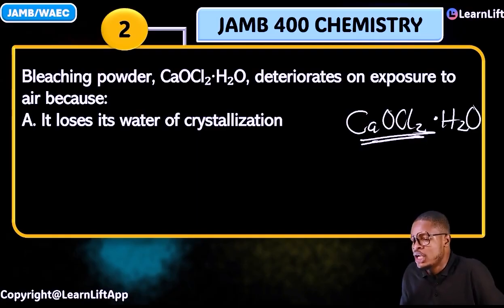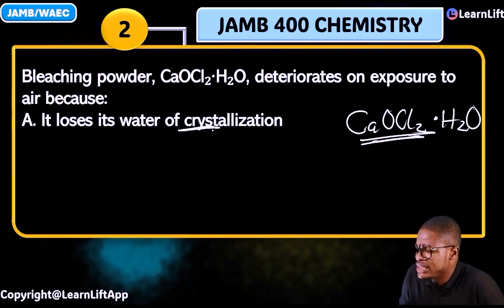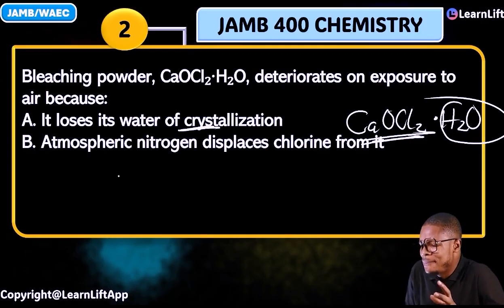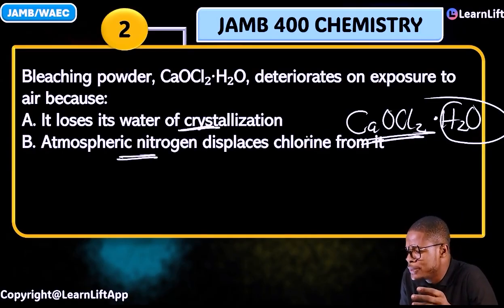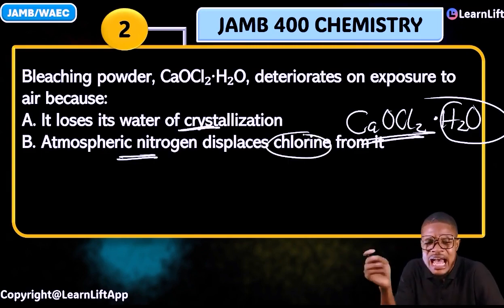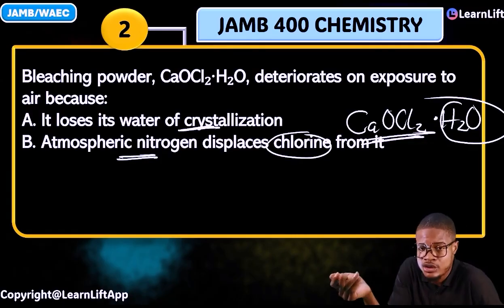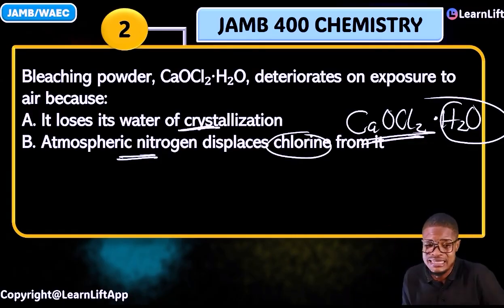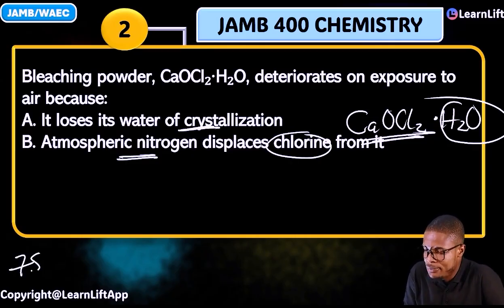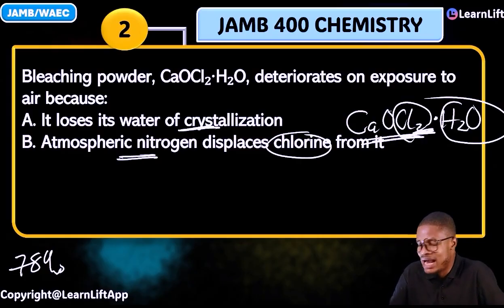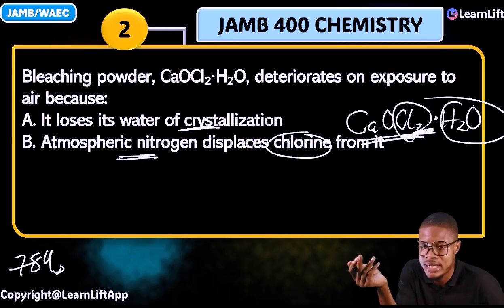Option A says because it loses its water of crystallization. H2O is going to lose that water of crystallization. Option B says atmospheric nitrogen is going to displace chlorine away from it. If your bleaching powder reacts with atmospheric nitrogen, you know your air is a mixture of gases, and the nitrogen in air is how many percent? 78% of air is nitrogen. So they say that nitrogen is going to displace your chlorine away from your bleaching powder. Is that true?